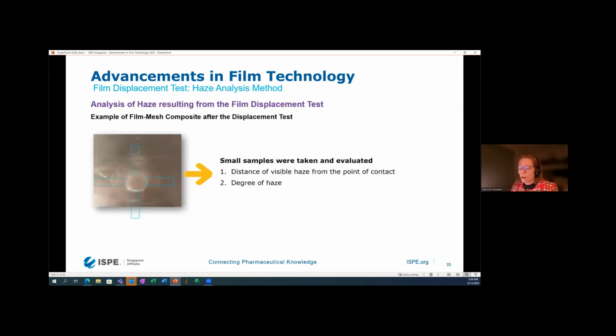So this is an example of the film mesh composite after the displacement test. Small samples were taken from 4 locations. So you can see we took north, south, east, west, and we measured 2 different features. We measured the distance of the haze that was generated after the test from the point of contact. So you can see where the blunted tip started to stretch the film, and you can see the haze generated through here. We would measure the distance, and we would also measure the average haze over those samples.